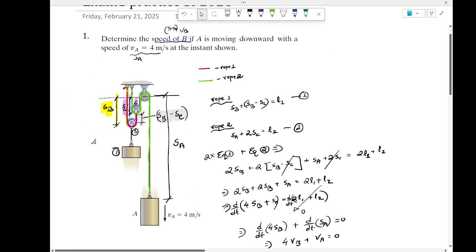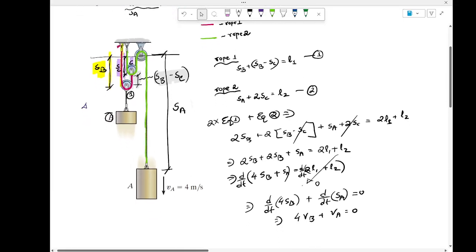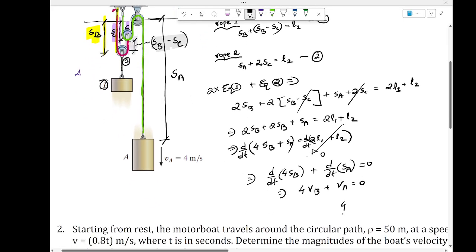What is given, VA or VB? VA is given. It's 4, right? So this is 4, and VB should be minus 4 by 4. This is meter per second, by the way. So minus 1 meter per second.